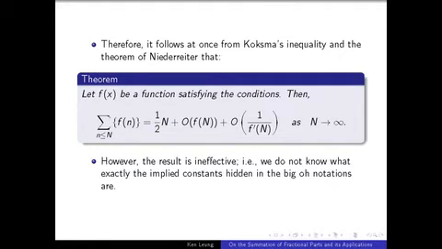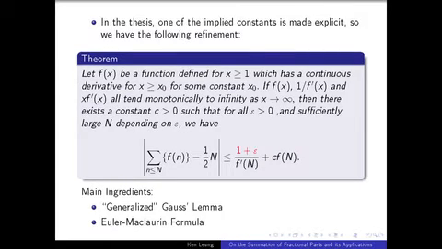Therefore, it follows at once from the Koksma-Szüsz inequality and the theorem of Niederreiter that the fractional part sum is roughly a half times n with the error term of big O of f(n) plus 1 over f'(n) as n tends to infinity. However, the result is ineffective, in that the implied constants hidden in the big O notations here are unknown. So what I have done is that one of the implied constants is now made explicit, and that's 1 plus epsilon here in the red color.